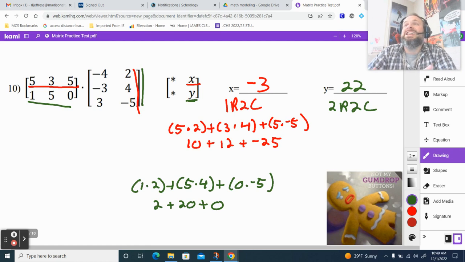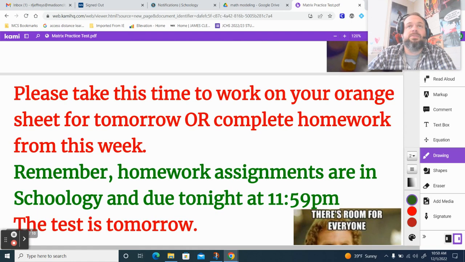So, is this test very long? No, not really. What I would suggest is on your orange sheet to write down how you would do stuff. Each section's a little different. If you can write an example like this, but I would actually put down what you do. Like it's a note to your future self. And here's another note to your future self. Let's take this time to work on our orange sheet for tomorrow or complete homework from this week.